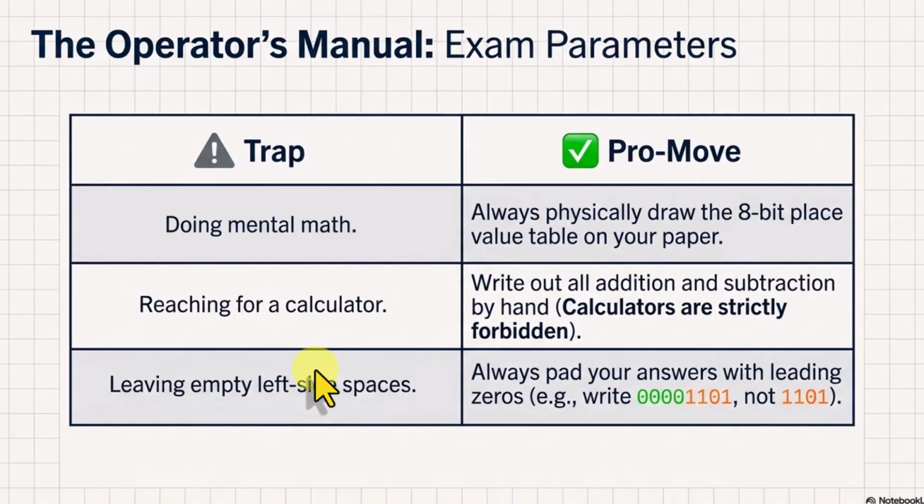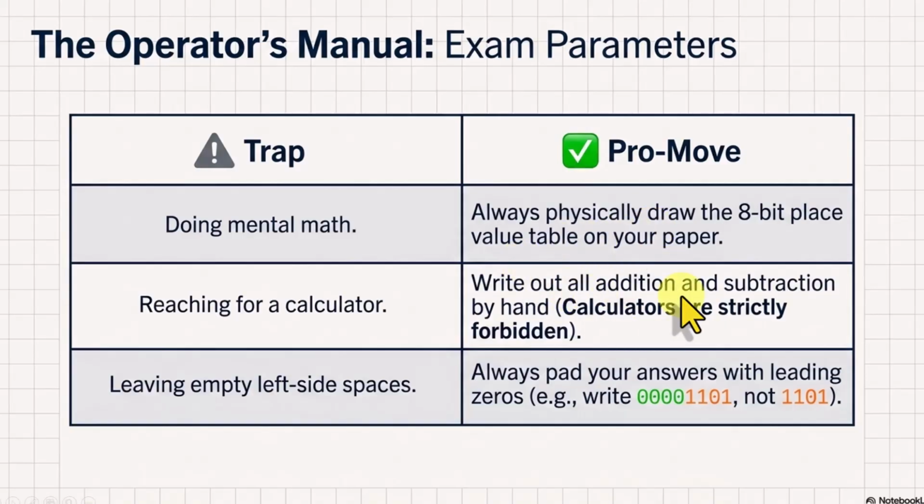You have to just be careful in your exams. The first one, doing mental math, that is just not good. Always physically draw the 8-bit place value table on your paper. Write 1 2 4 8 16 32 64 128. Always do that and use that to convert. Mental math, you might be sure, but we are human. We are prone to make mistakes.